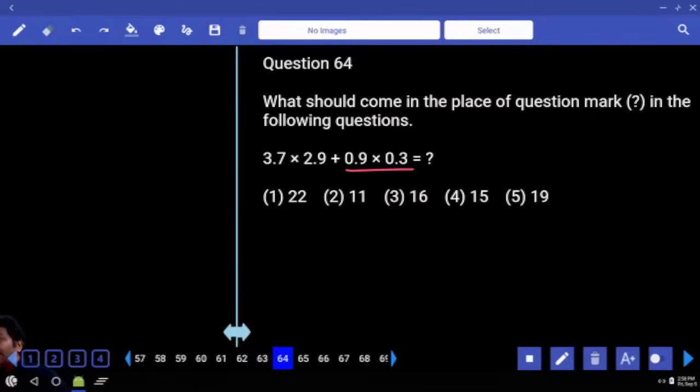0.9 approximately 1 into 0.3 negligible.